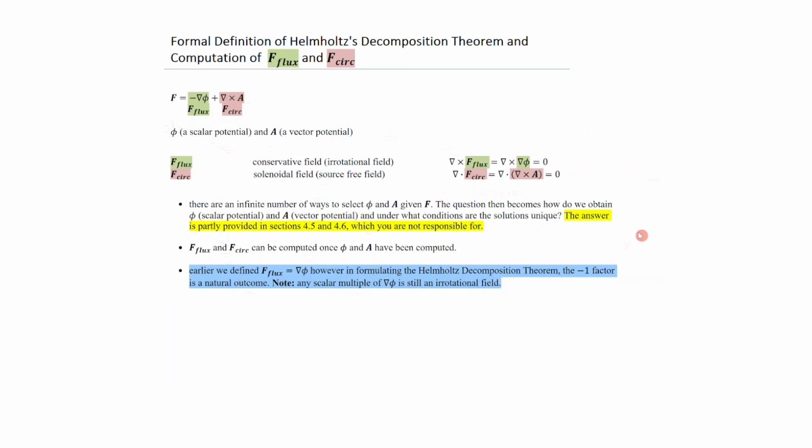This is the main issue, though: you can basically prescribe any vector field as a combination of an irrotational field and a source-free field, sometimes called a conservative field and a solenoidal field. So it's a general notion that F flux and F circ can be computed once phi and A have been computed. There are general techniques for doing that. Earlier we had defined F flux equals grad phi. However, in formulating the Helmholtz decomposition theorem, the -1 factor is a natural outcome of the theorem. This is basically what the theorem states. Nevertheless, any scalar multiple of grad phi is still an irrotational field.